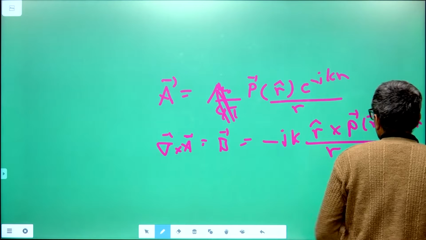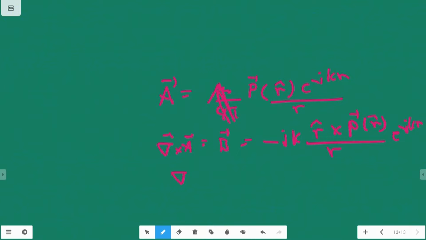And this will contain only a theta and a phi component, because you are taking the cross product with the radial unit vector. And if you look at del cross A, that is, the electric field is proportional to this, and this is proportional to r cap cross P at r cap into e power minus j k r by r, because when you take a gradient of e power minus j k r, you will get another r cap.